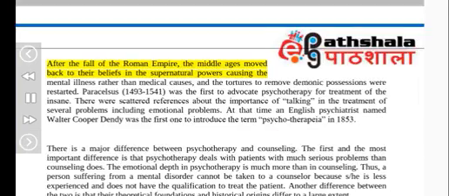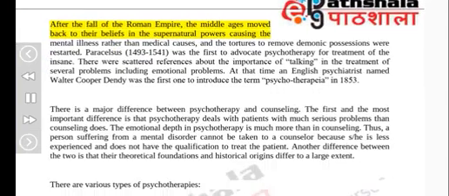After the fall of the Roman Empire, the Middle Ages moved back to their beliefs in supernatural powers causing mental illness rather than medical causes, and the tortures to remove demonic possessions were restarted. Paracelsus, 1493-1541, was the first to advocate psychotherapy for treatment of the insane. There were scattered references about the importance of talking in the treatment of several problems, including emotional problems. At that time, an English psychiatrist named Walter Cooper Dendy was the first one to introduce the term psychotherapia in 1853.